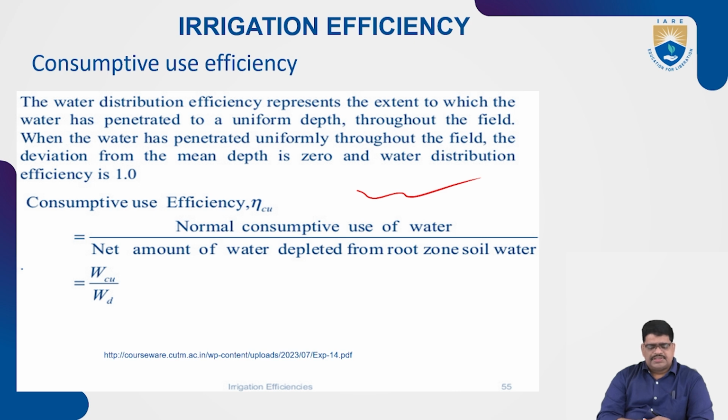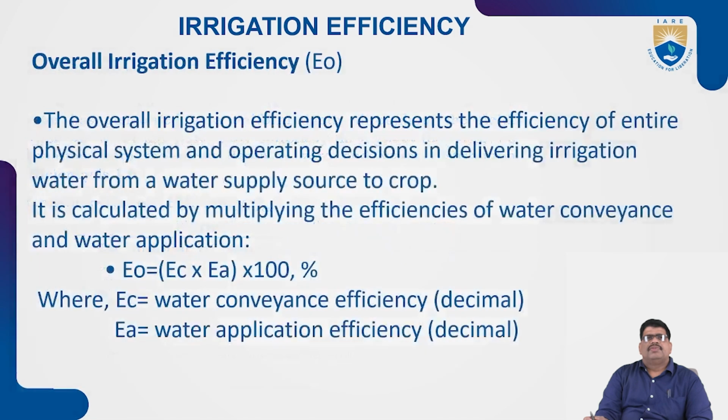efficiency. Consumptive use efficiency is equal to the ratio of the normal consumptive use of the water divided by the net amount of the water depleted from the root zone of the soil. By using the equation WCU by WD, water consumption by water distributed, it can be known by applying this formula.